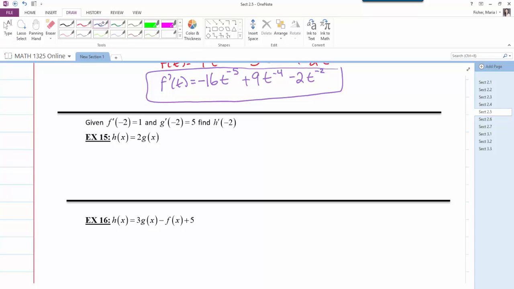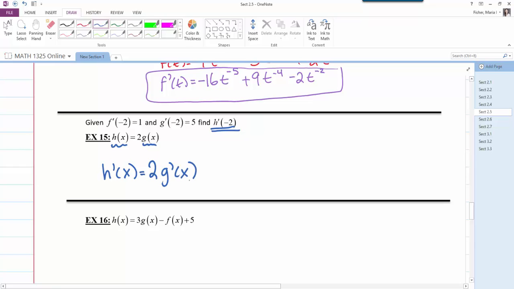So h prime of negative 2 is what I'm trying to find. Well, in order to find h prime of anything, I first need to find h prime. So if this is h of x, h prime of x is going to equal, well, 2 is a constant multiple, right? 2 is 2 times g of x. It multiplies along. So it's going to be 2 times the derivative of g of x, which is g prime of x. So this is just reminding you that constant multiples multiply along. So I have that h prime is equal to 2 times g prime of x.